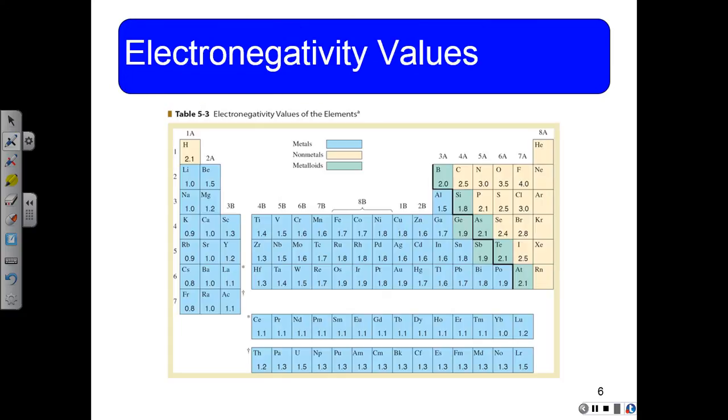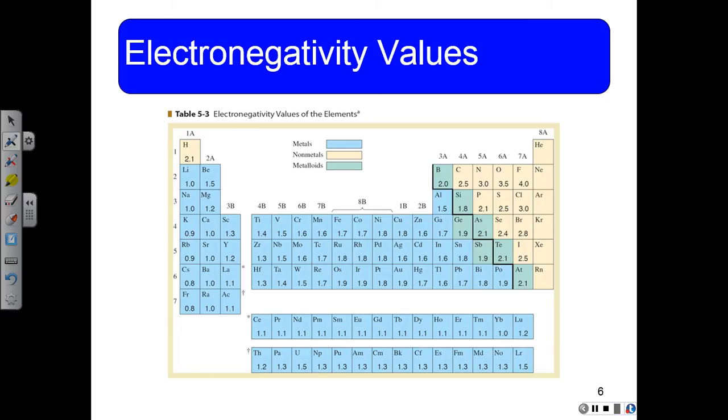If you look at bromine versus what's next to it, and you keep going, as you move all the way over here, the further apart two atoms are, the bigger the difference. We don't have to know the exact value. You don't have to memorize these values. You just need to know the further apart two atoms are, the bigger the electronegativity difference.